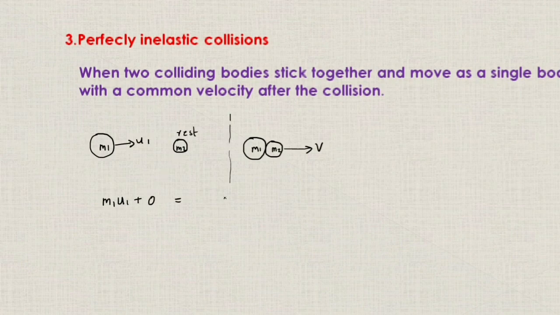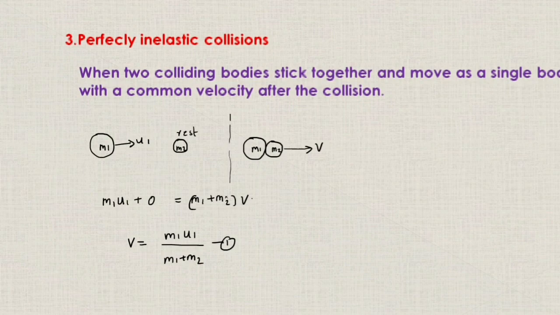Momentum before collision is equal to momentum after collision. Momentum after collision means m1 plus m2 into velocity v. So in this case, what is the common velocity? We can write the common velocity of these two bodies together: V is equal to m1 u1 divided by m1 plus m2. This is equation number 1. So this is the equation for the common velocity when the bodies are in a perfectly inelastic collision.